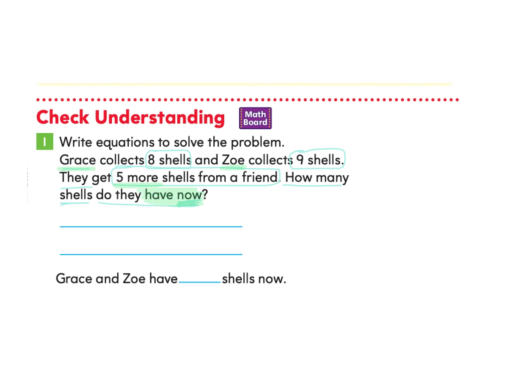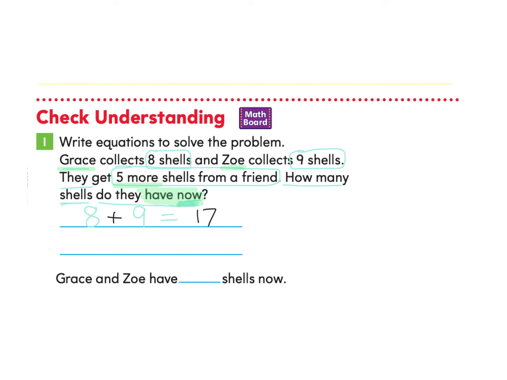If you would like to pause and try this on your own, you may do so and come back to check your answer, or just follow along with me. So we know that Grace has 8 shells. Then she puts her 8 shells with Zoe's 9 shells. So we have 8 plus 9. When we add 8 plus 9, we get the number 17.